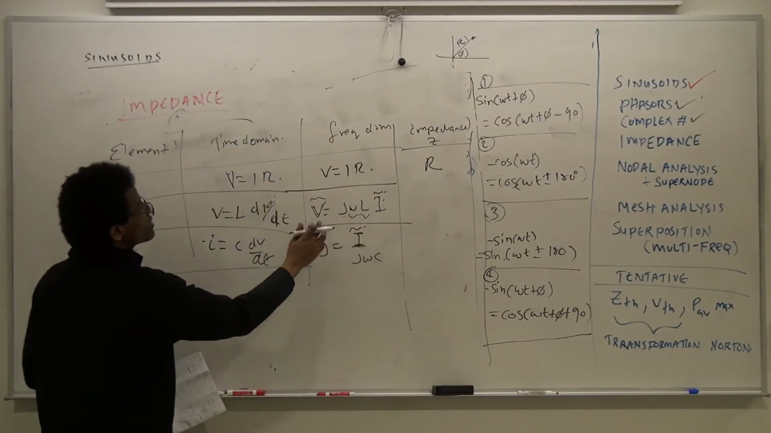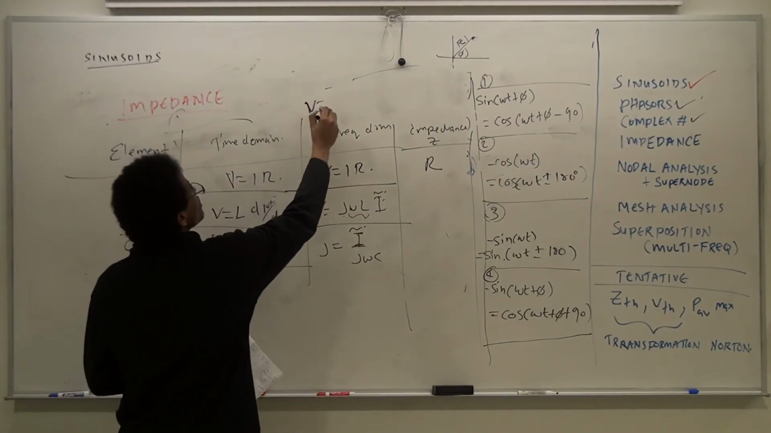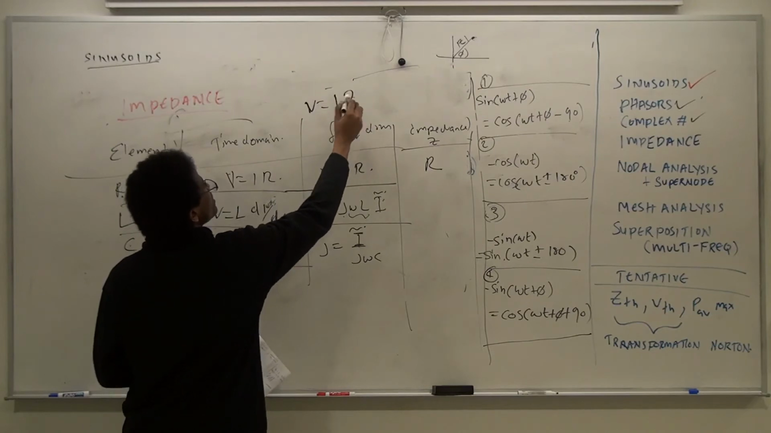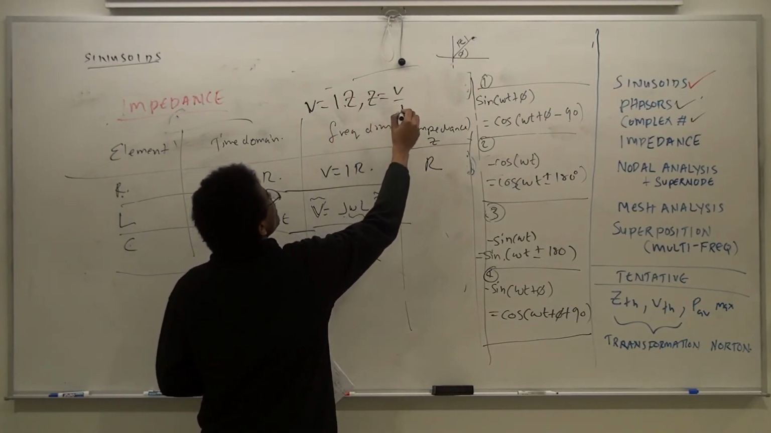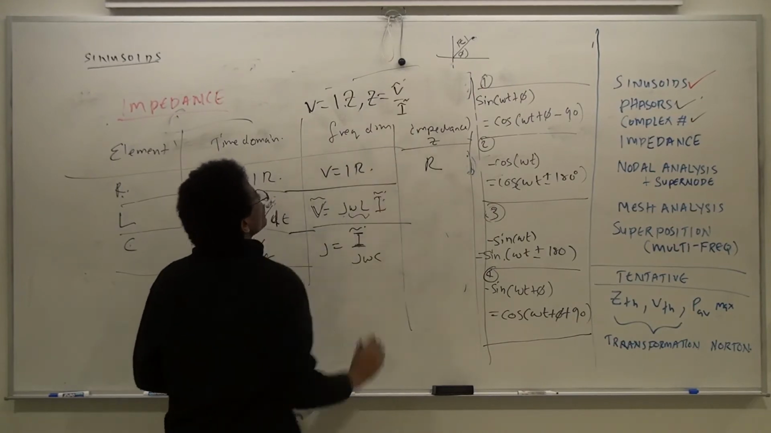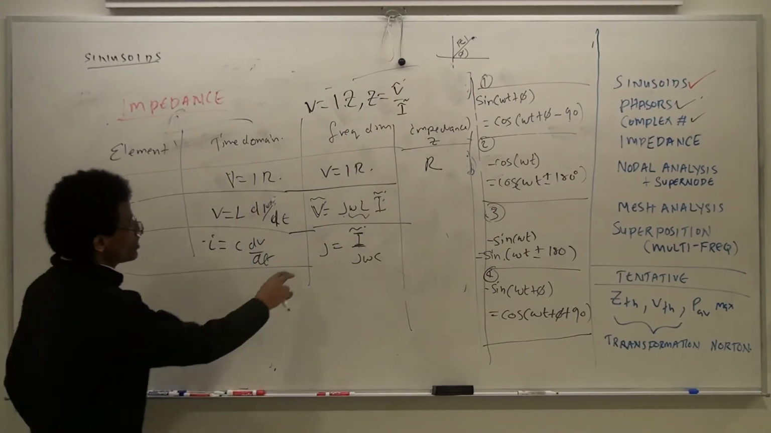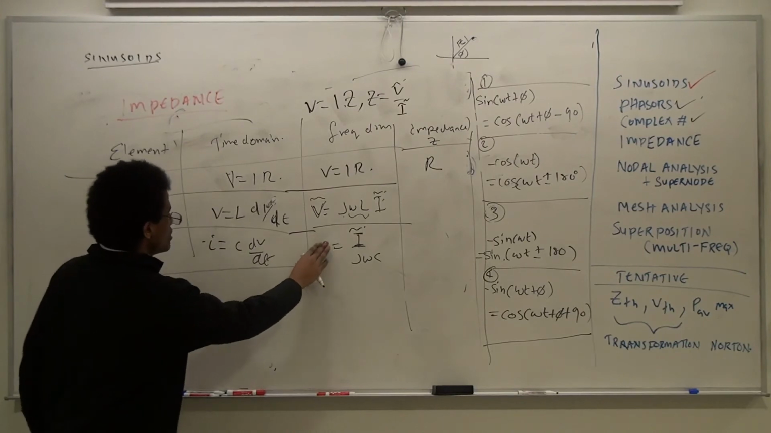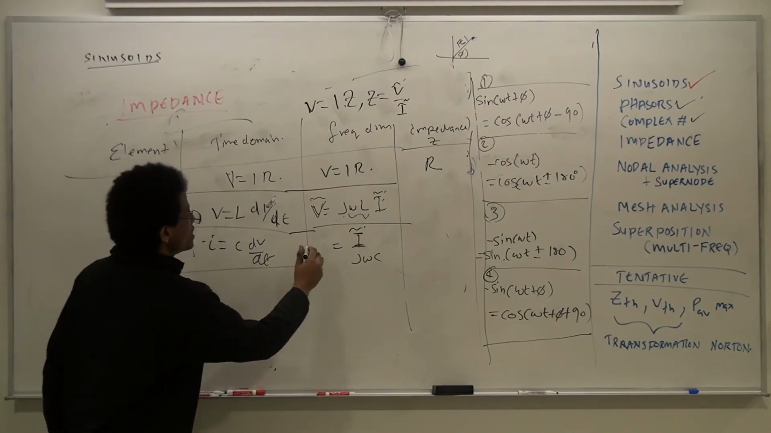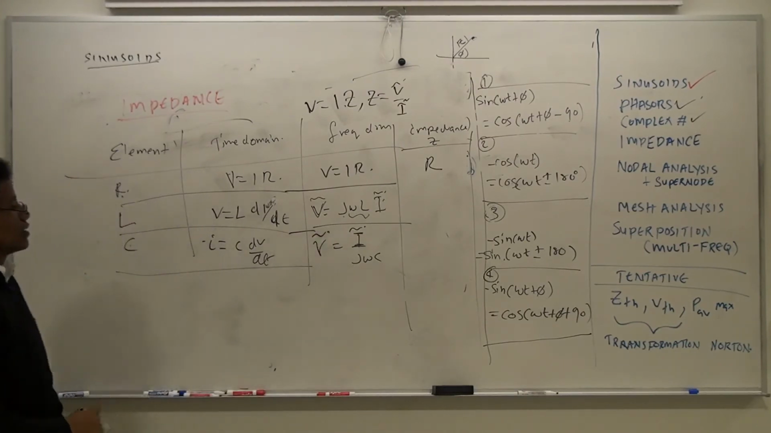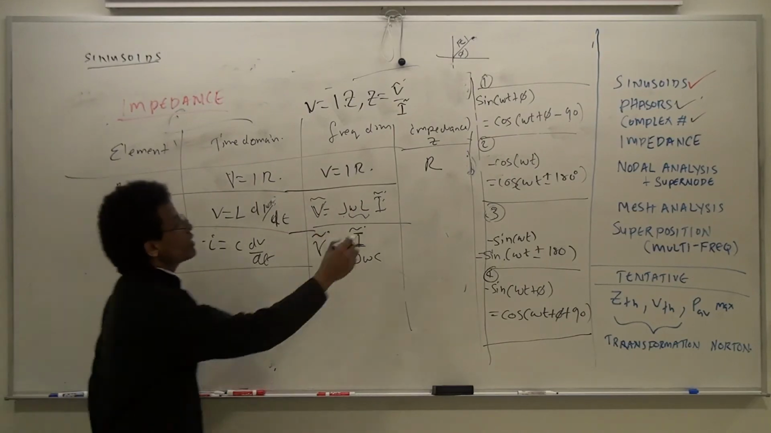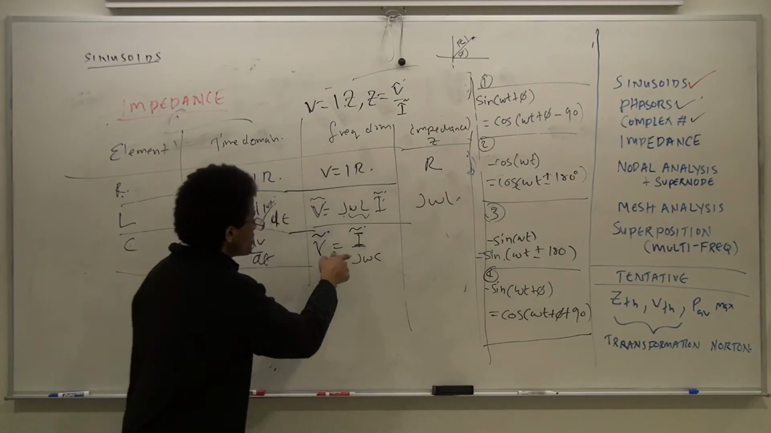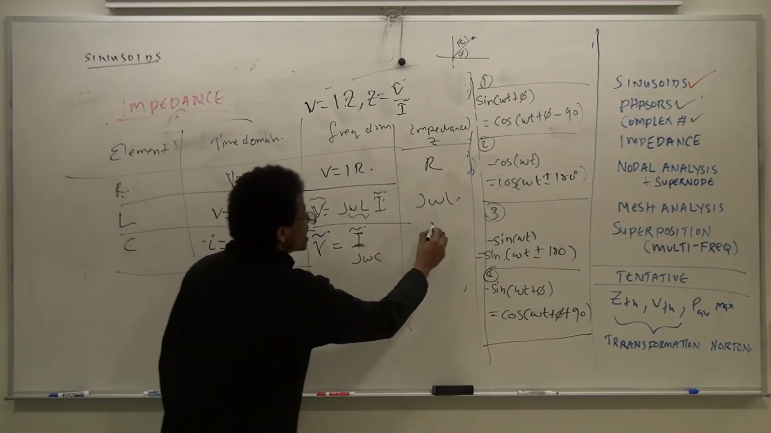Using this, V equals I times Z, so Z is equal to V over I. Let's say we're dealing with the phasor representation. So what's this? This is V. So what is the impedance here? j omega L. What's the impedance here? 1 over j omega C.